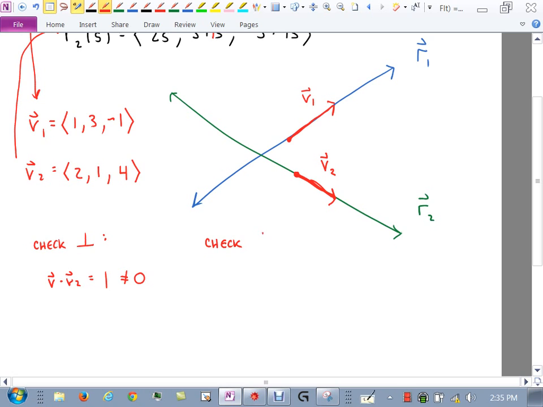So for checking parallel, we usually write this. To check parallel, I noticed that the vector 1, 3, -1 is not a scalar multiple of 2, 1, 4. It is not a scalar multiple, so not parallel. Therefore, not parallel. Therefore, not perpendicular.